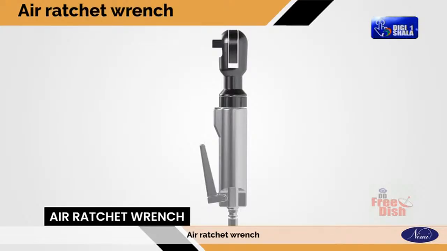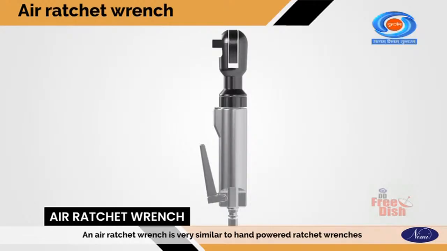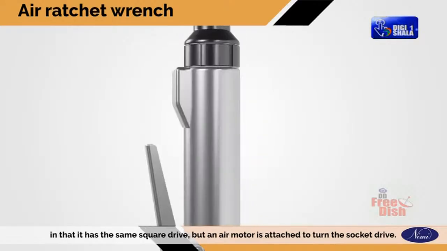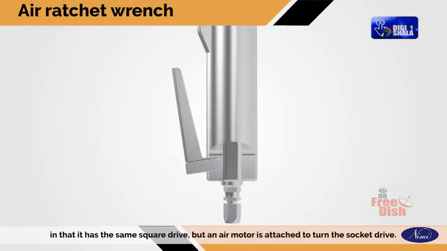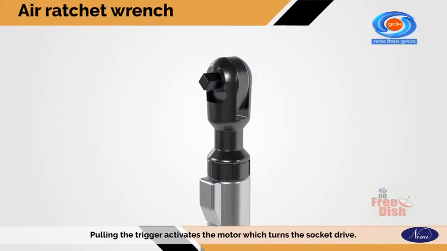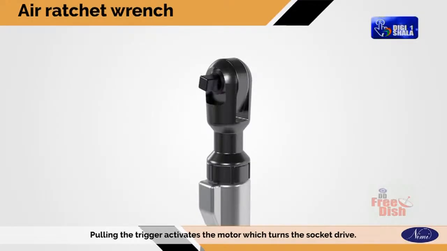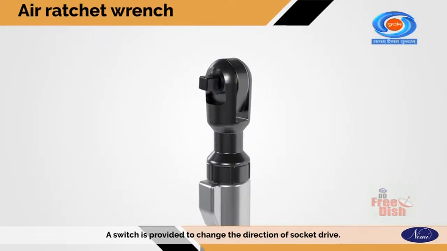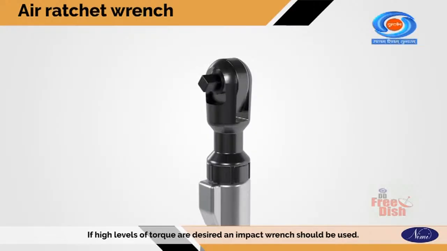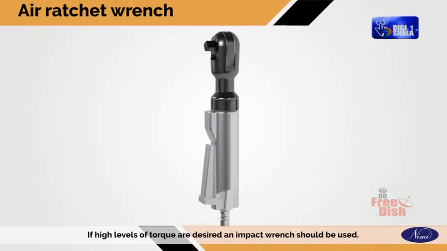Air ratchet wrench. An air ratchet wrench is very similar to hand-powered ratchet wrenches in that it has the same square drive, but an air motor is attached to turn the socket drive. Pulling the trigger activates the motor which turns the socket drive. A switch is provided to change the direction of socket drive. This type of power wrench is designed more for speed and less for torque. If high levels of torque are desired, an impact wrench should be used.